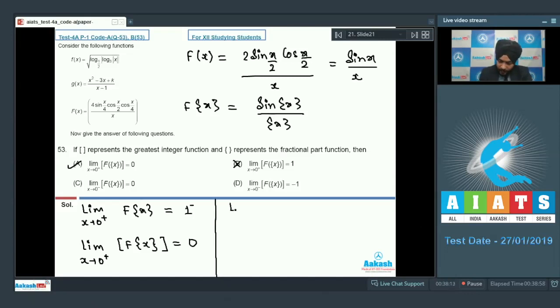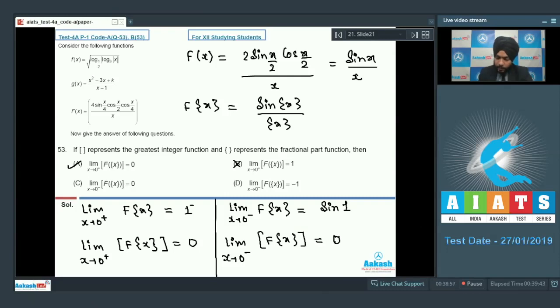Talking about LHL, limit x tends to 0 negative, sine of minus h. The fractional part of minus h tends to minus 1. So it is sine of minus 1 upon minus 1, which will be sine 1 upon 1. So f of fractional part x is equal to sine 1. Sine 1 is obviously a value lying between 0 and 1. So if you take the greatest integer again, the answer is going to be 0. So very carefully, we have option A and option C as the correct choices of this problem.